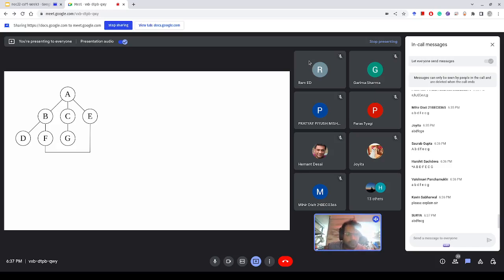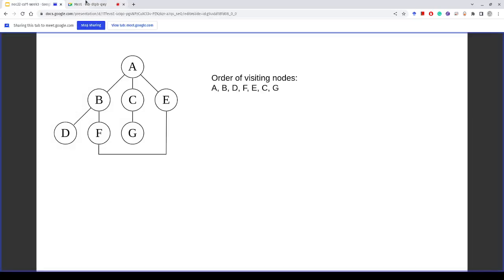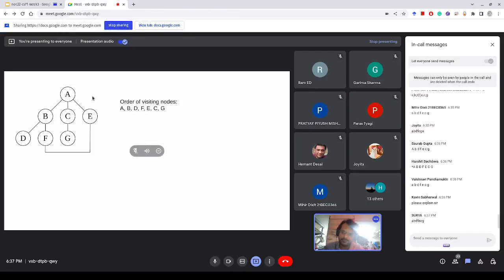Okay, I see most of you got it right, and there is one alternative answer floating around, and I'll explain why that is not true. The correct order is A, B, D, F, E, C, G. Another possibility I see floating around was F. You visit A first, then it is depth first search, so you go to B, and then you go to D. You're going as deep as you can before increasing your breadth.